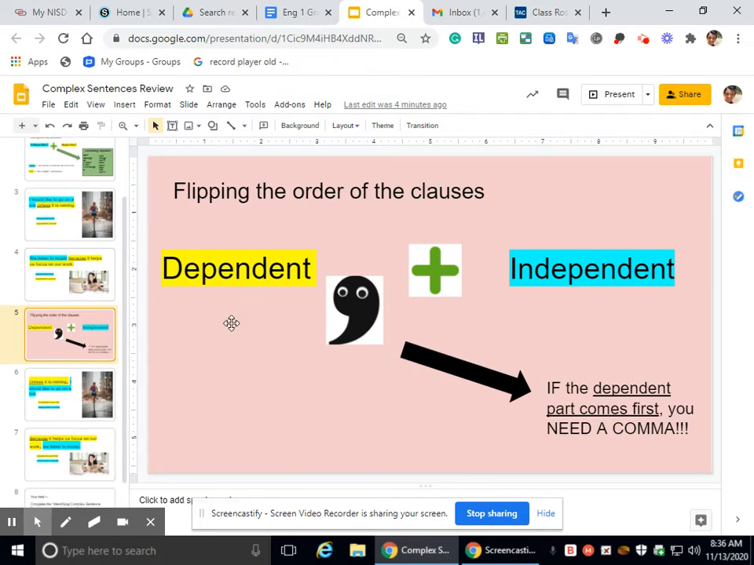Now I'm going to switch things up on you. Up until now, we've been talking about sentences where it was independent first and then dependent. But what happens when you switch the order? What happens when the dependent clause, that part of the sentence, comes before the independent part? Well, the sentence will still totally make sense. It'll still convey the exact same meaning. The only difference is that you need a comma now. If you have the dependent first, you definitely need a comma before that independent part starts. So let's take a look at an example of that.